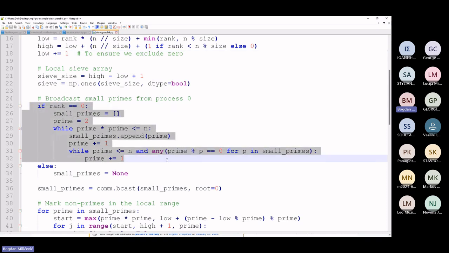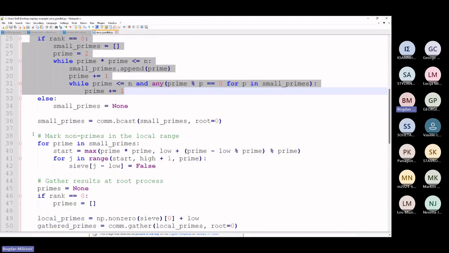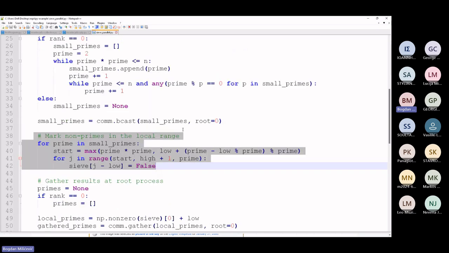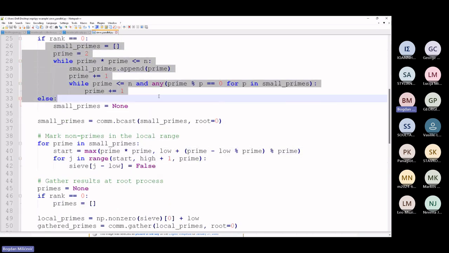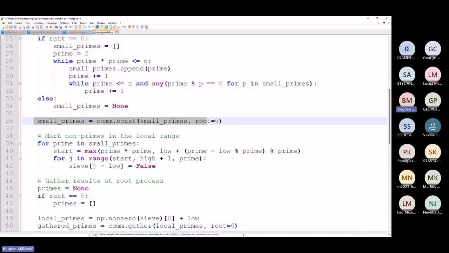Then the zeroth process finds the small primes. I don't need you to look into the details of this function. You can if you would like, but it is not necessary. This part is maybe okay to look at. Just remember, in this part, the zeroth process finds the small primes. And then these small primes are broadcasted. So this is important. This is an MPI function. We are broadcasting these small primes that the zeroth process found from process 0 to everybody else. So everybody will have the small primes.